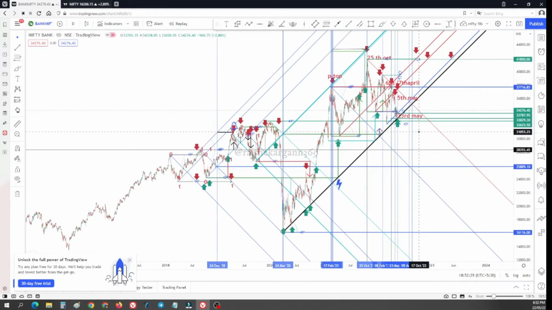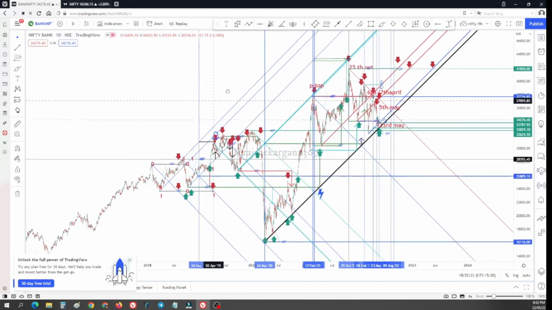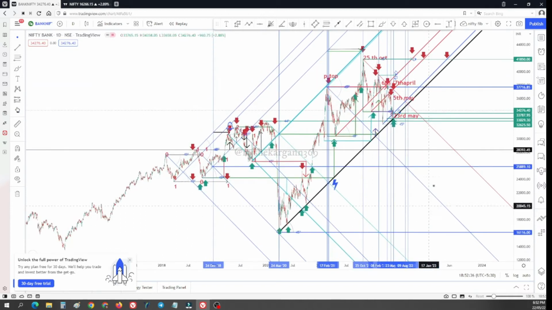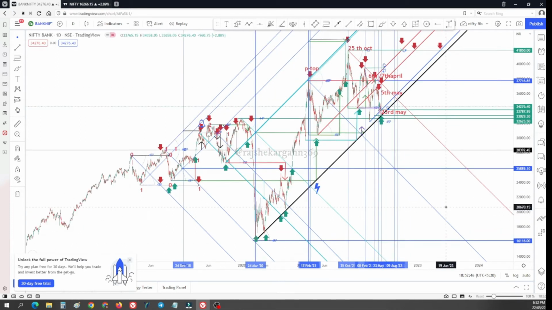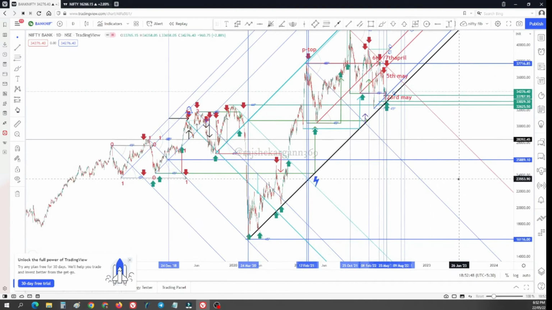Okay, after completing the Nifty, let's discuss Bank Nifty. Now as we did in the Nifty, I have plotted all the 45 degrees from all the important tops and bottoms, and whatever angles you are seeing on the screen, all are 45 degrees. No other angle is plotted here, just to save time.